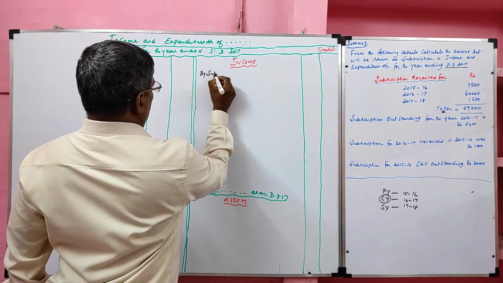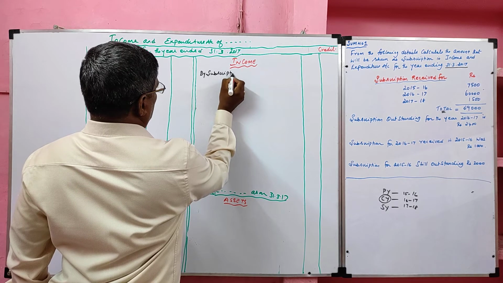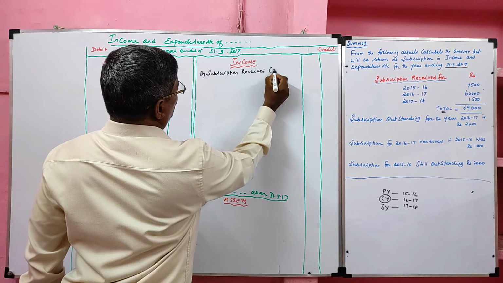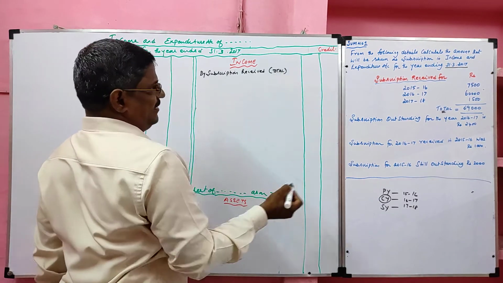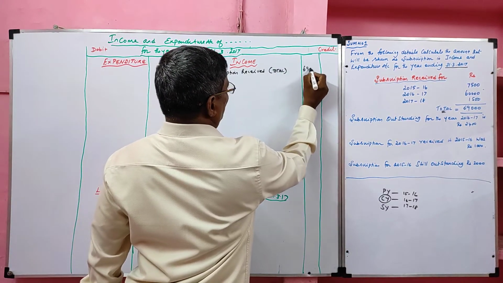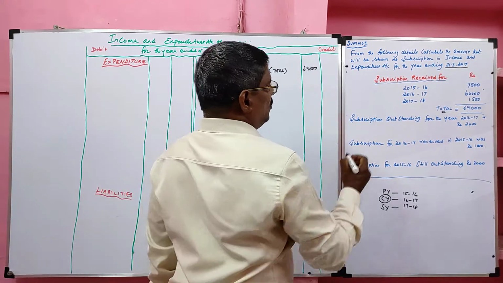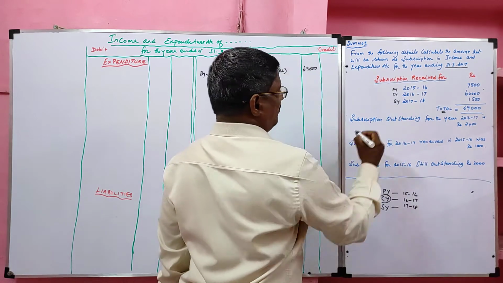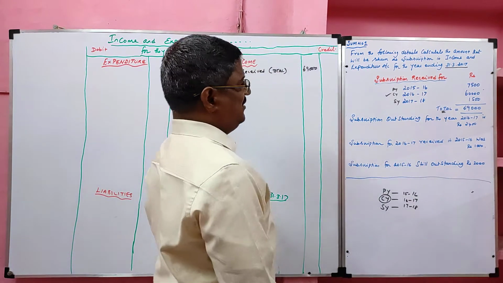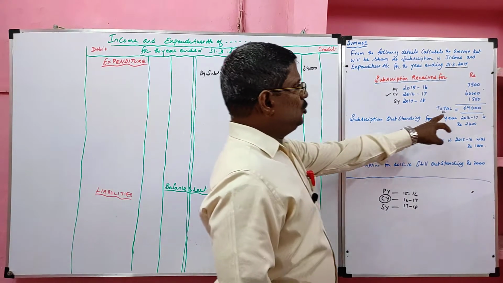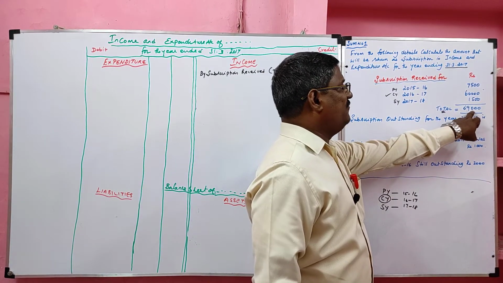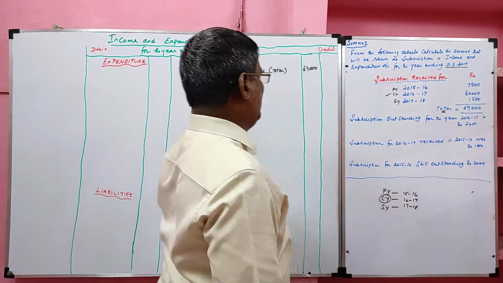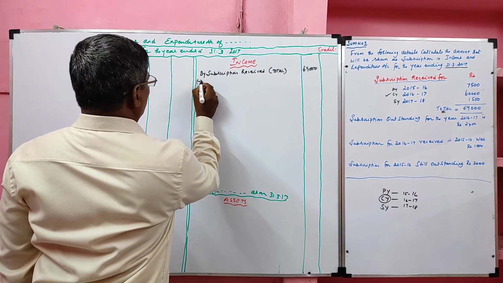By subscription received, total in current year. How much we received? 69,000. Okay. So this is current year, this is previous year, this is subsequent year. We are preparing accounts for 2016 and 17. So totally we received 69,000, of which last year subscription current year received how much? 7,500. So that we have to deduct.